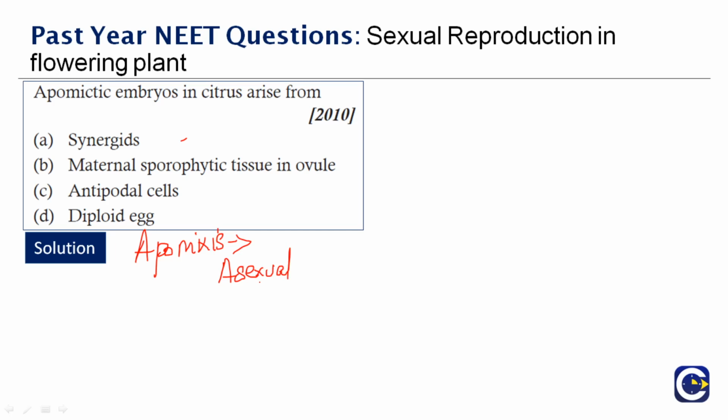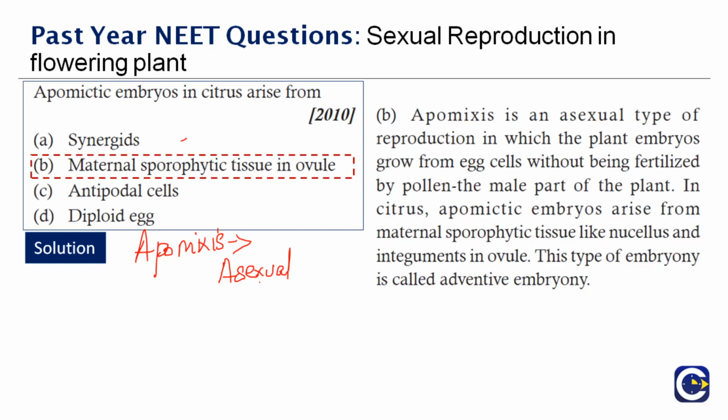In citrus, the apomictic embryo will arise from the maternal sporophytic tissue like nucellus and integuments in the ovule. Therefore, the right answer to this question is option B. And this type of embryony is called adventive embryony. So that's what is given to your right side. You can clearly see it.